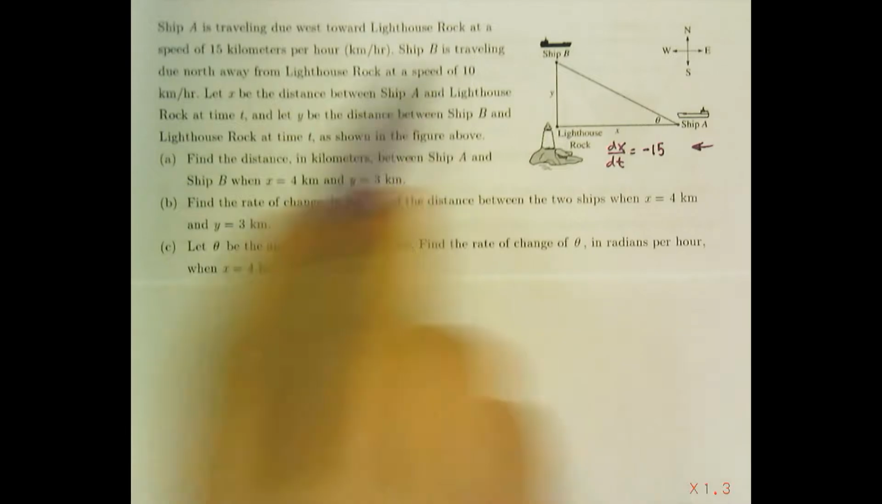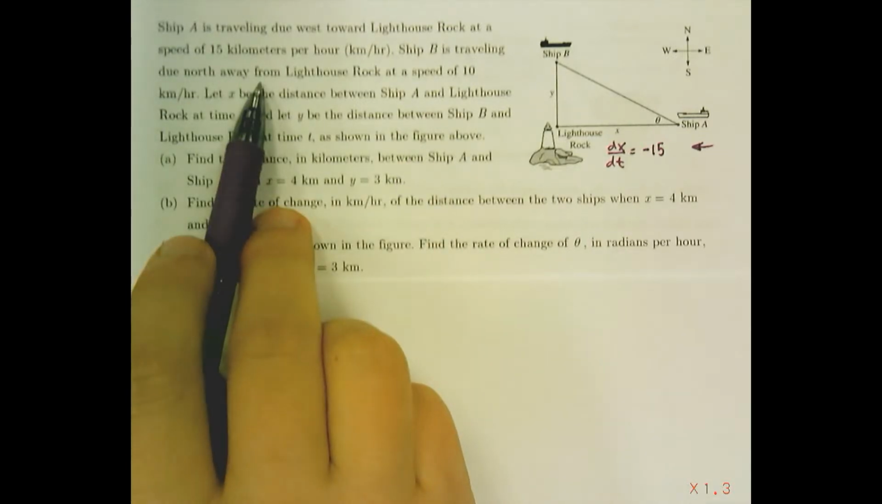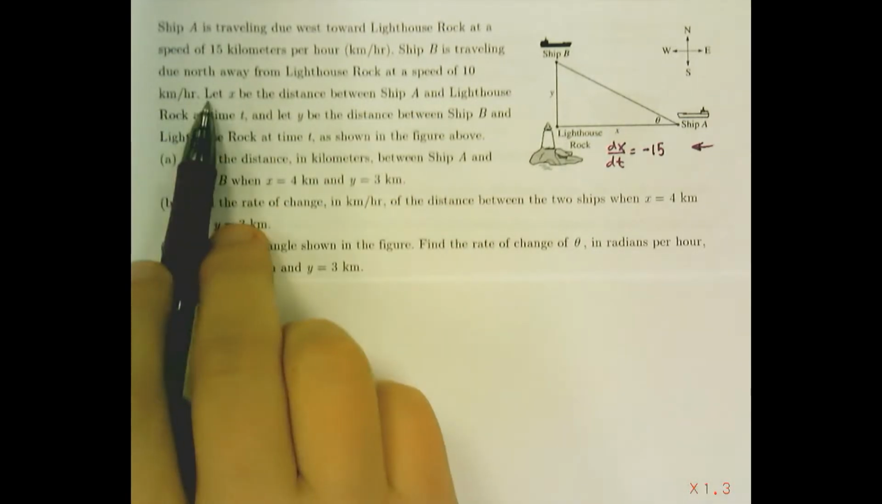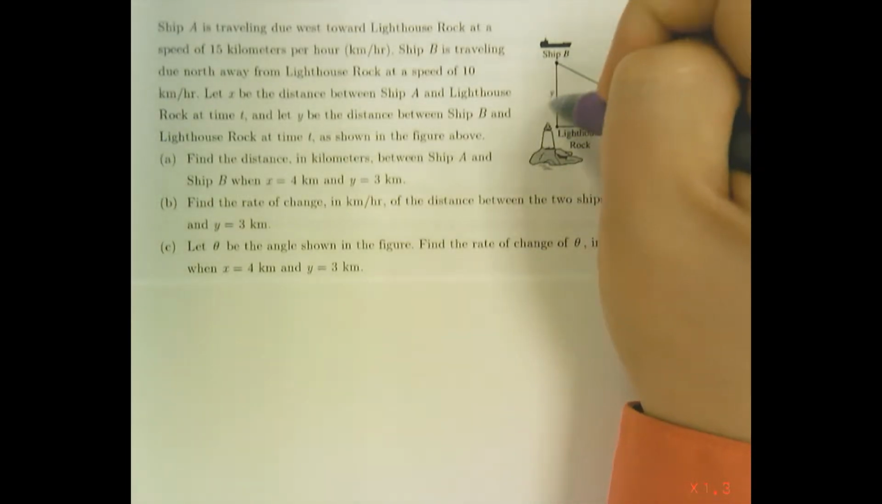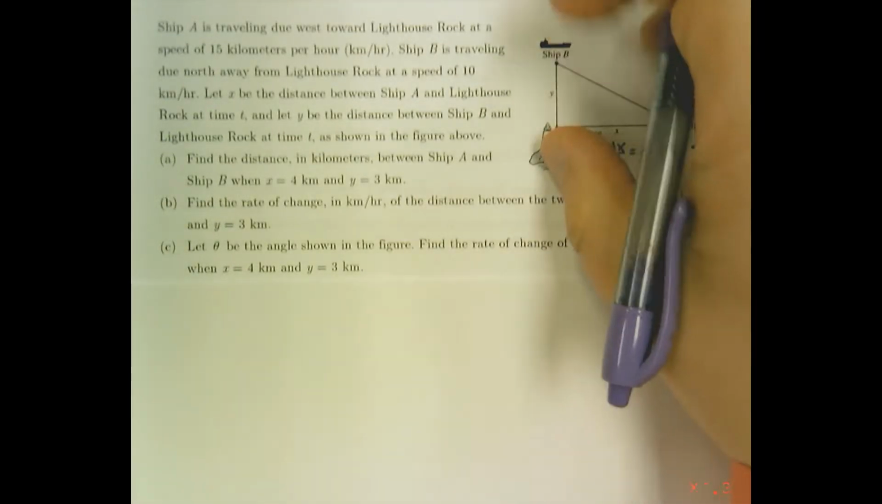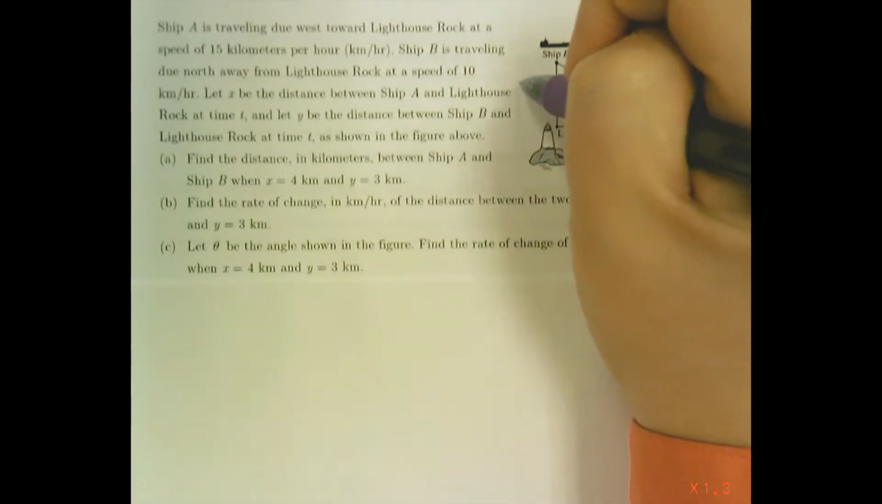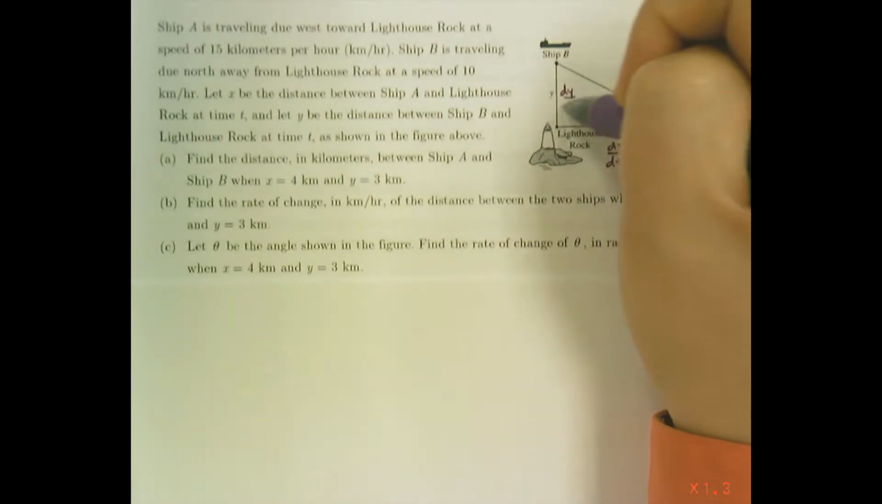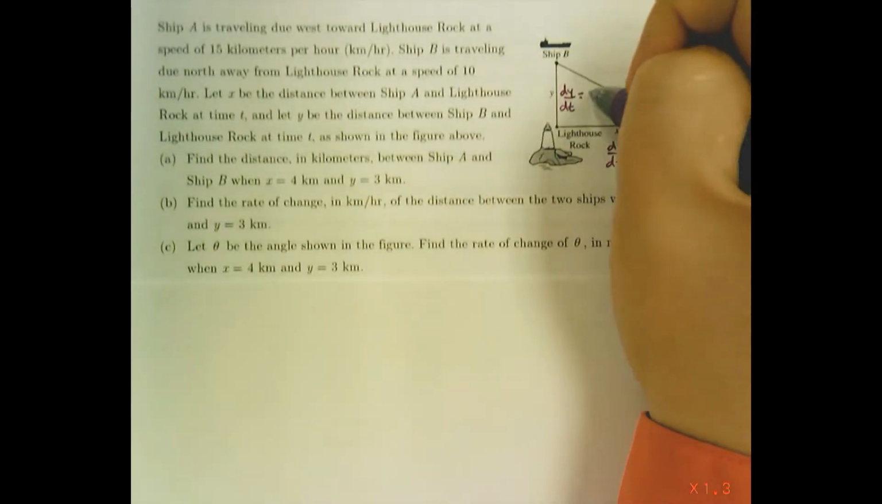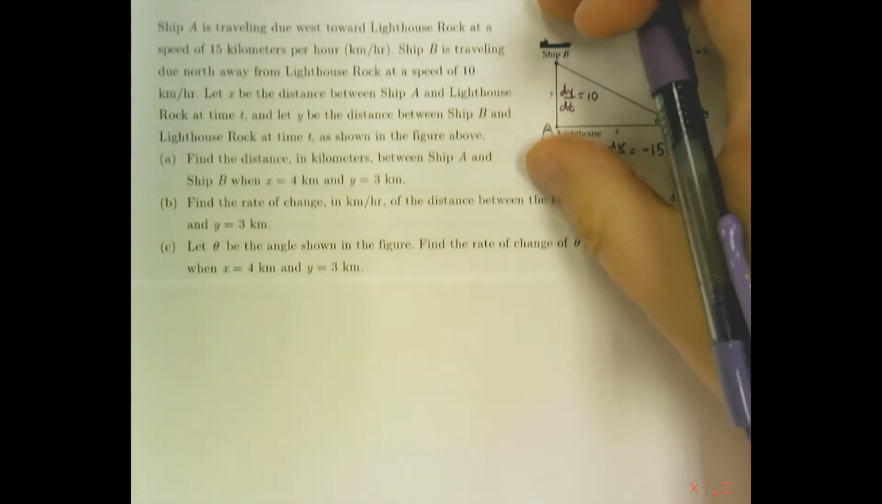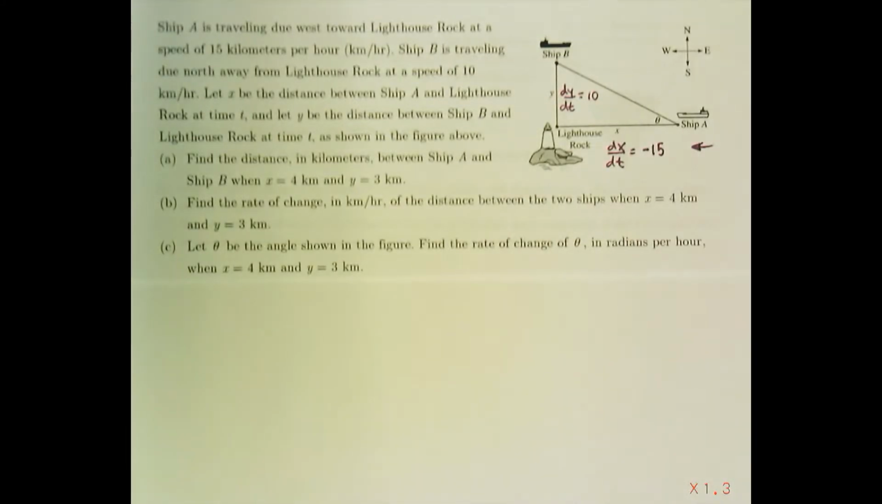Ship B is traveling due north away from Lighthouse Rock at a speed of 10 kilometers per hour. So here ship B is a distance of y, and that variable is changing, so it has a rate of change, dy dt, and that value is 10. And because y is growing, it's going to be a positive 10. Okay.